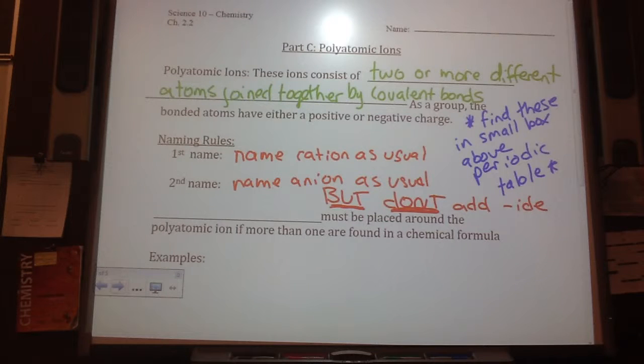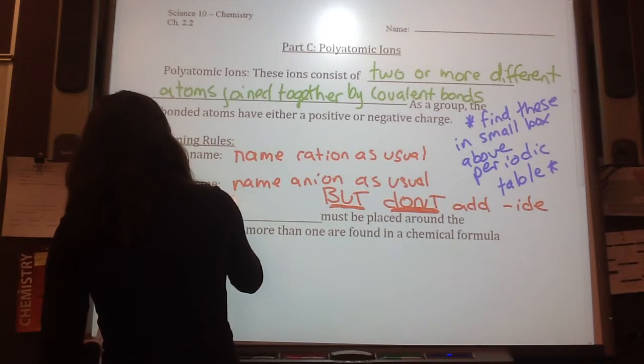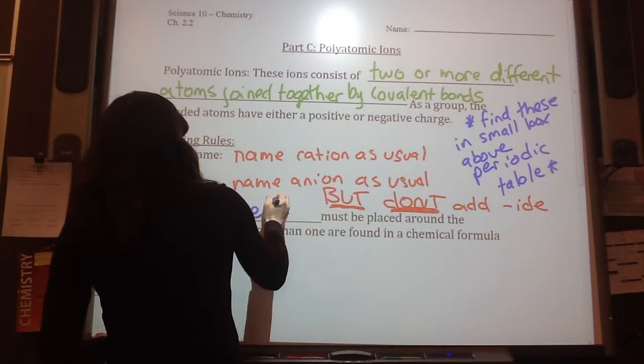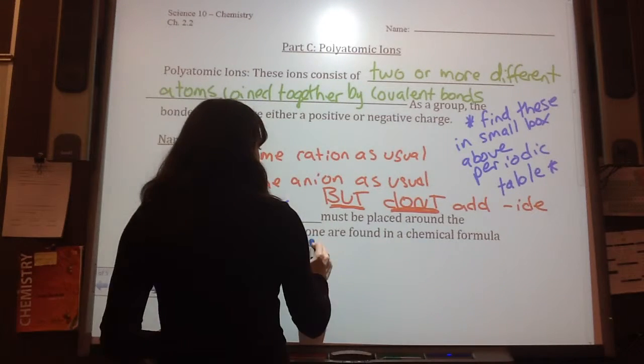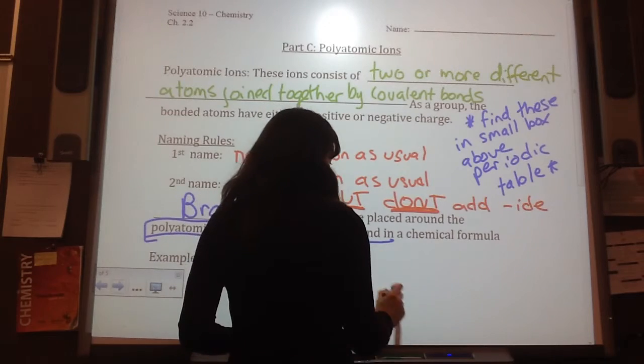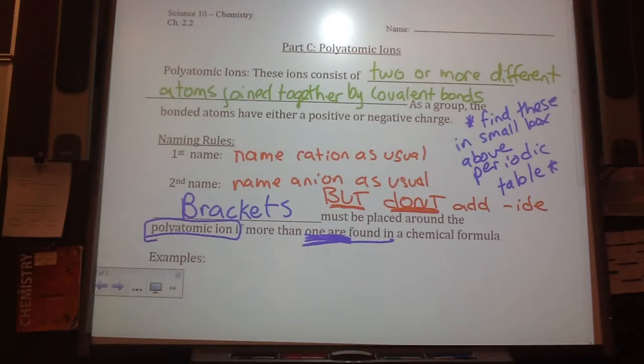Now, when you write out the formulas though, you need to have brackets around the polyatomic ion if more than one are found in the chemical formula. And I'll show you what that means.